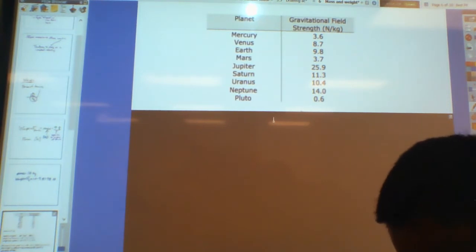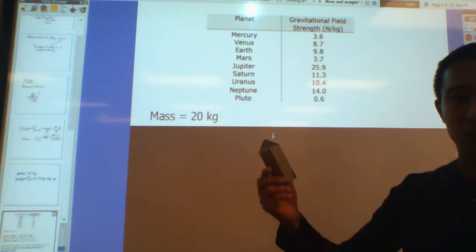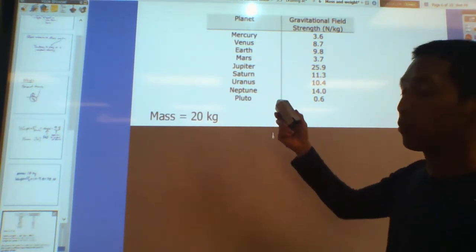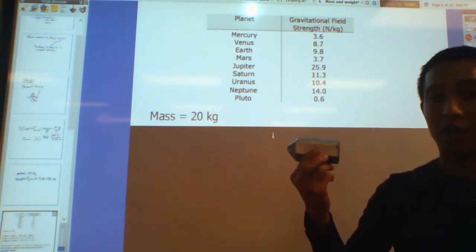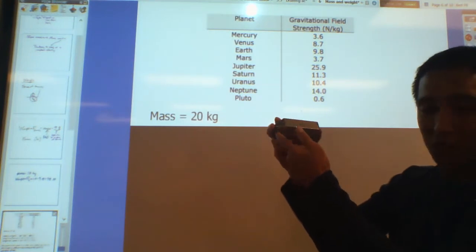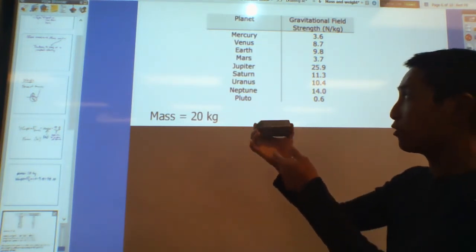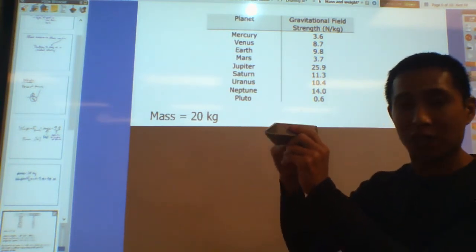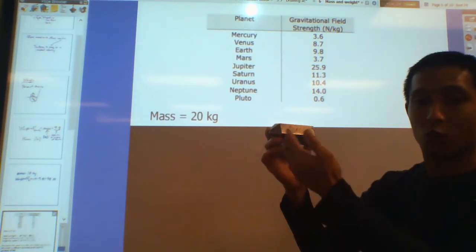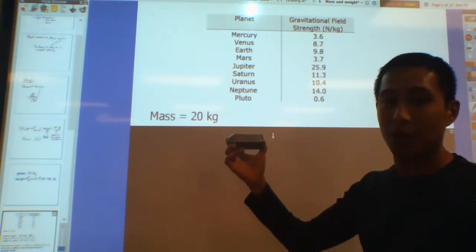So what does this mean about the difference between mass and weight? Say you're an object with mass of 20 kilograms. No matter what planet you're on, that object has the exact same mass. It becomes easy to understand because the mass is defined as the number of atoms in this thing. And just because you move this mass to a different planet doesn't change how many atoms are in this object. This object has 20 kilograms worth of atoms in it, so no matter what planet you're on, it's going to have the same mass.